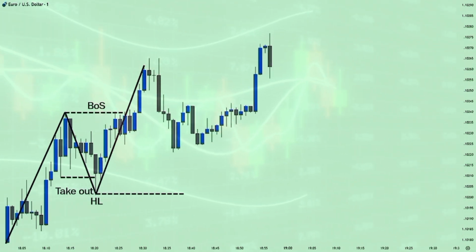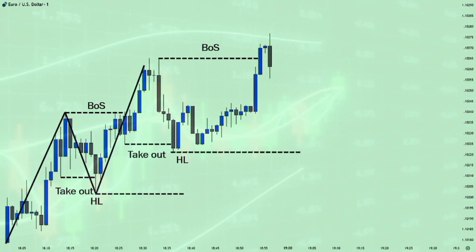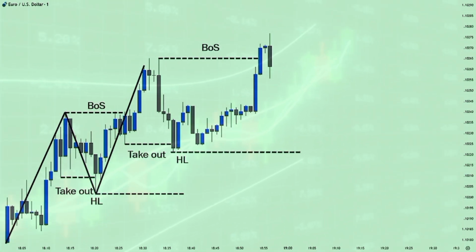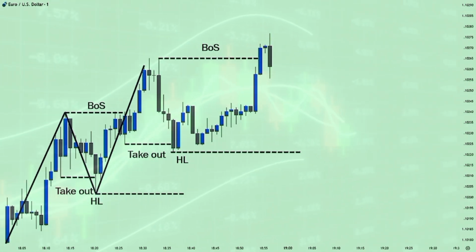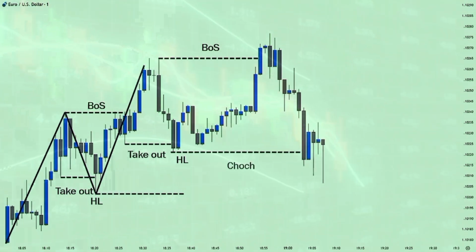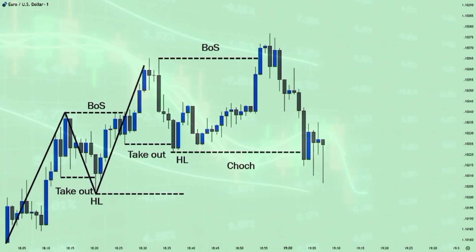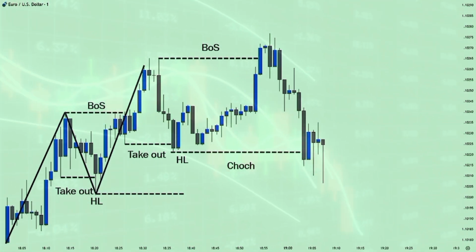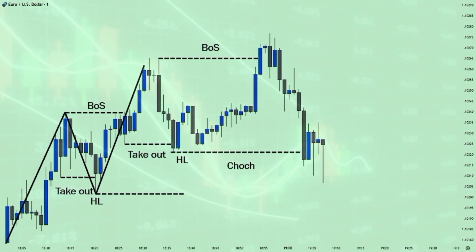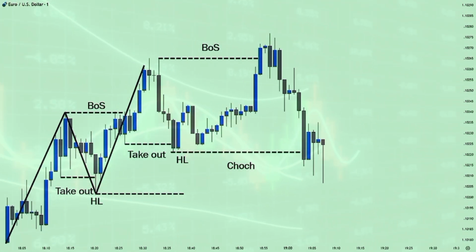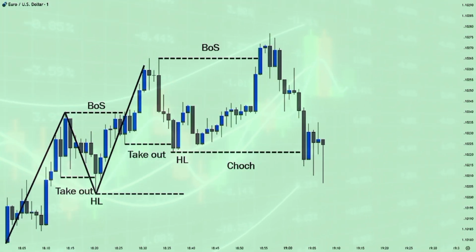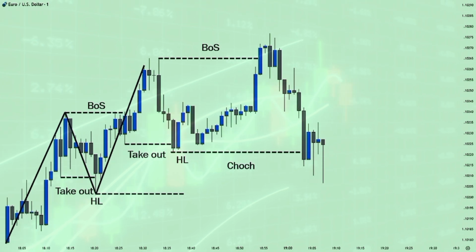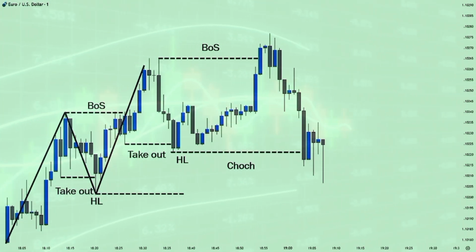Then if the market continues pushing forward, we will mark our new break of structure, impulse, and high or low. Now, let's see what the market will do next. As you can see, the market broke and closed below our high or low, confirming this move as a valid change of character. After this occurs on the chart, the market sentiment will change to bearish and we will expect a reversal in the trend.